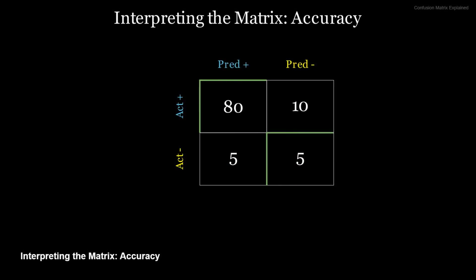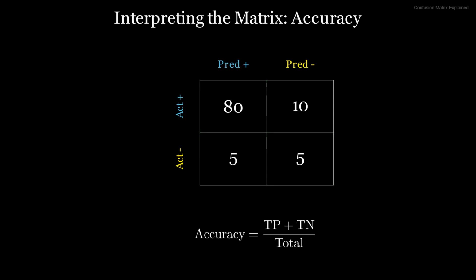With our populated matrix, we can now calculate various performance metrics. The most straightforward is accuracy, which tells us the proportion of all correct predictions out of the total number of cases. We sum the true positives and true negatives, then divide by the grand total. In our example, 80 plus 5 divided by 100 gives us an accuracy of 85%.